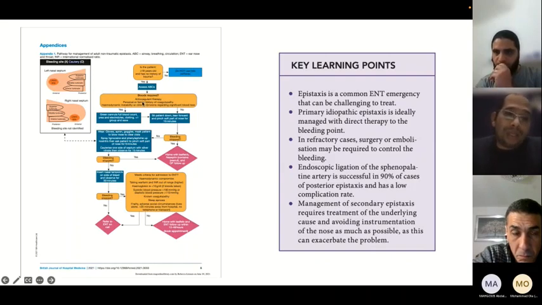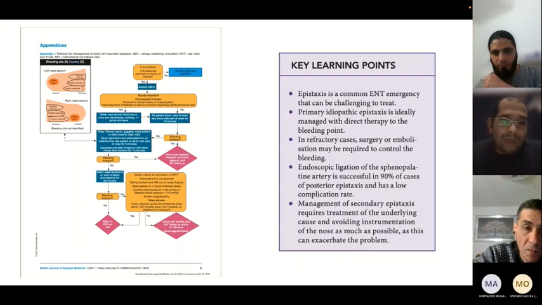Or the patient is hemodynamically unstable. If he is hemodynamically unstable, we should directly address this first. Do everything to make him hemodynamically stable first by putting a cannula, taking blood for group and save, doing urea, electrolytes, and blood investigations until the patient is hemodynamically stable. Then we can look in his nose and stop the bleeding.